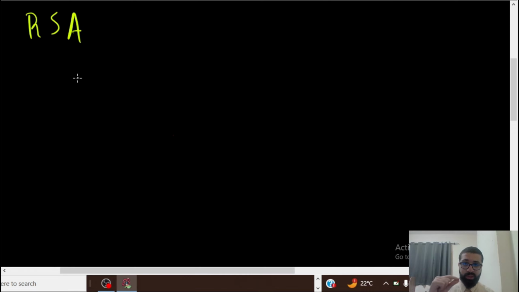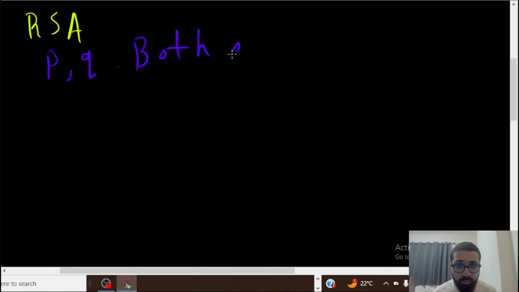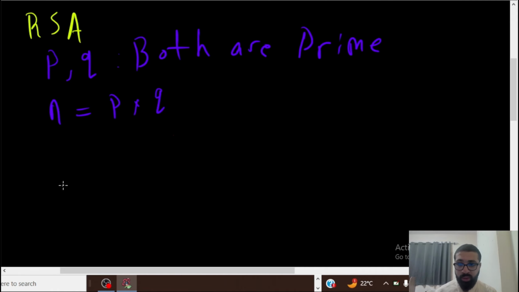So RSA. Step 1, generating the keys. Choosing a P and a Q where both P and Q are prime numbers. Large random prime numbers, because this is where the RSA is secure. This is why RSA is secure, because P and Q are very large, and calculating n or finding the factors of n would be kind of impossible, or computationally infeasible, or time consuming. Basically, it would take thousands of years or even more, depending on the length of the P and Q.